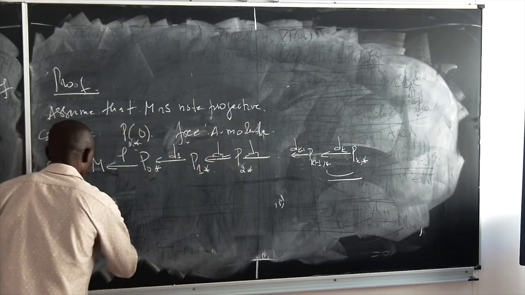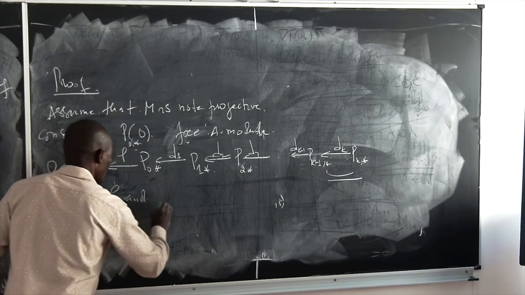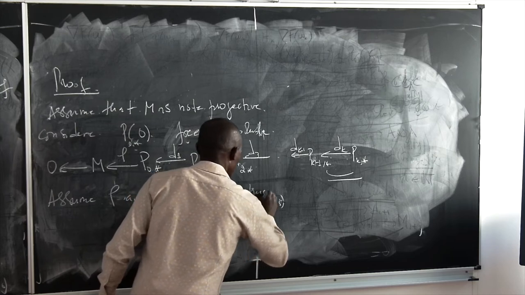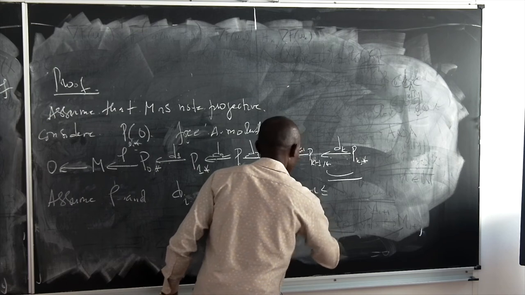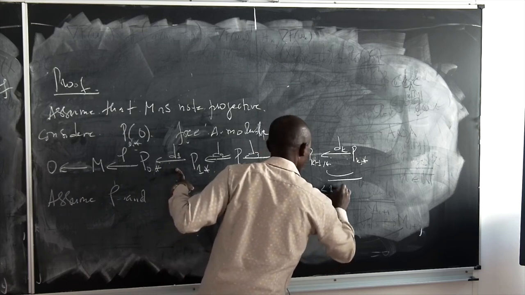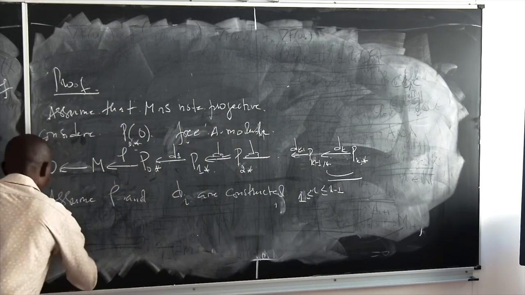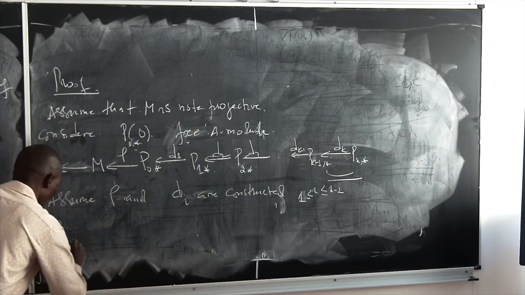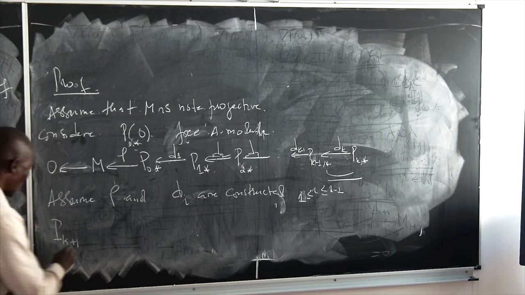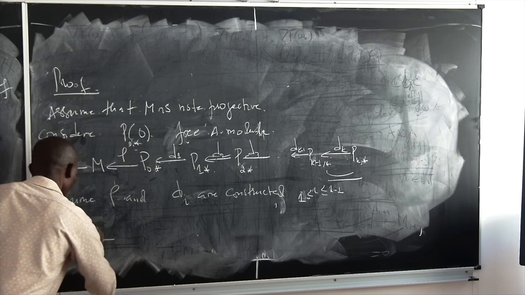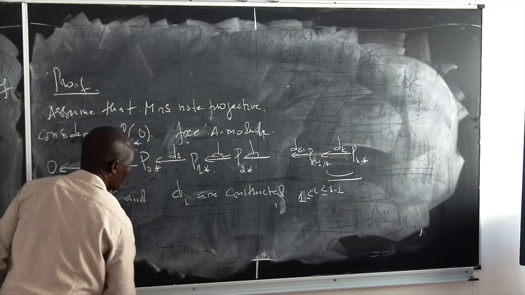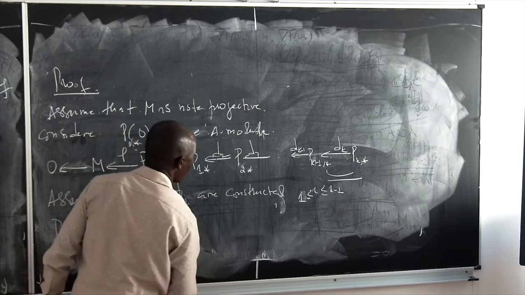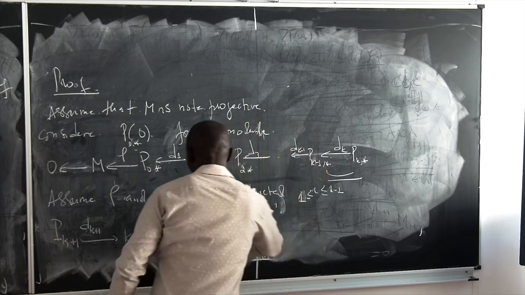Okay, we assume that d rho and d i are constructed for i from 1 to k minus 1. Okay, we consider our P here are free modules, so they are projective. So we consider also Pk free module, so projective, and we define dk plus 1 taking the value on the kernel of dk minus 1, which is equal to the value here.